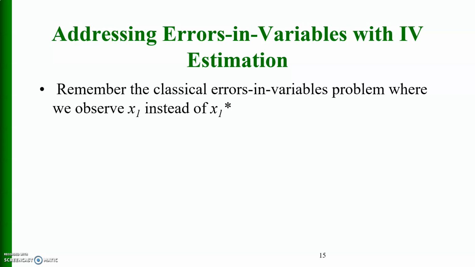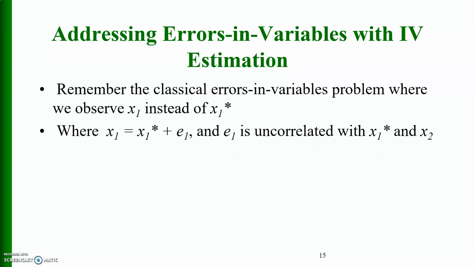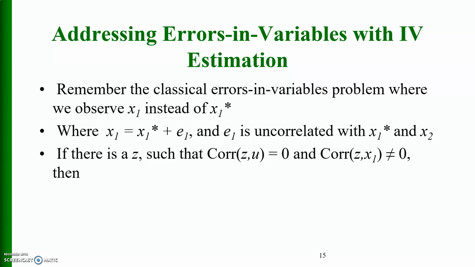Remember the classical errors in variables problem, where we observe x1 instead of x1 star, where x1 is equal to x1 star plus e1, and e1 is uncorrelated with x1 star and x2. If there is a z variable such that the correlation of z and u is equal to 0, and the correlation of z and x1 is not equal to 0, then in that case instrumental variable will remove the attenuation bias.